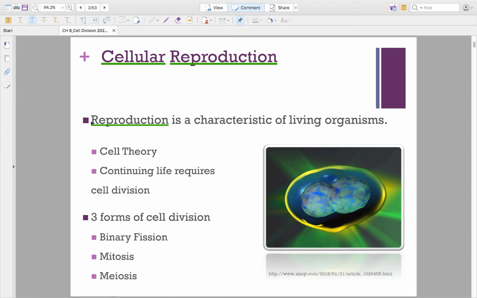And that brings in the cell theory and also some other aspects that are necessary for life, to continue life, to maintain a physical body. If you remember, the cell theory says all living organisms are made of cells, at least one cell, and all cells come from pre-existing cells. So there's 3 forms of cell division. Binary fission is the first one. Mitosis, meiosis.